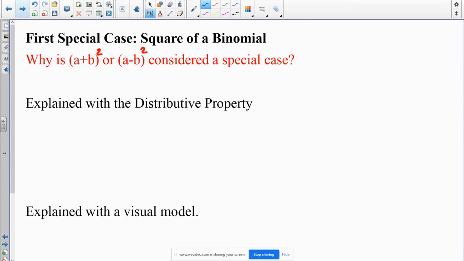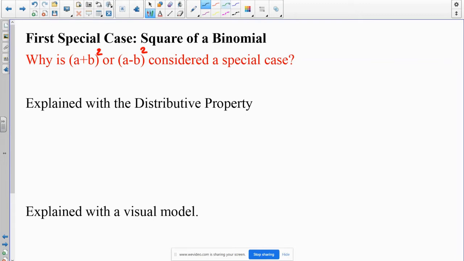So our first case is called a square of a binomial, and this can be seen two ways. It can be a, which can be any number you can think of, and you add it to another number, and then you square it, or you can see it with the difference, so it would be a minus b squared. And so the first question is, why is this considered a special case?